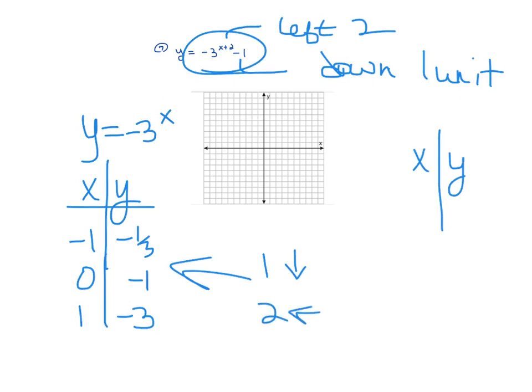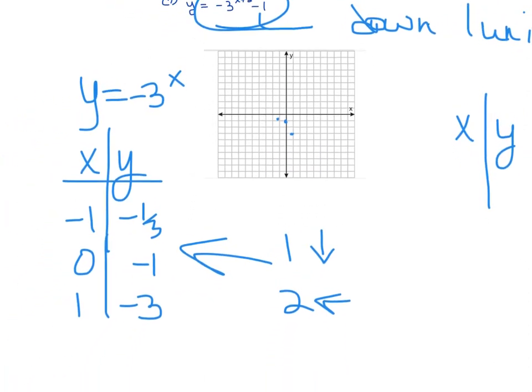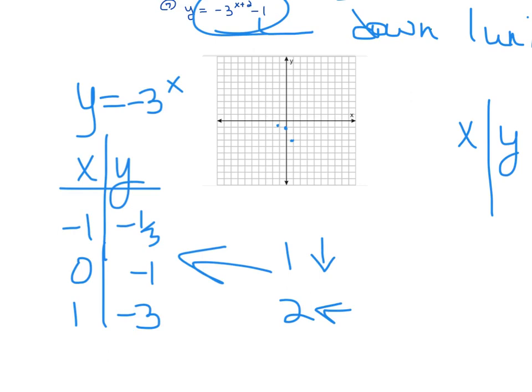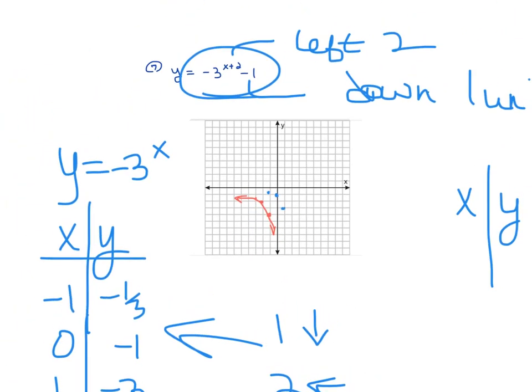So let me graph these 3 here, and 1, 2, 3, and then here. So this would be the base function. And now I'm going to take each one of these blue points and I'm going to move them 1 down, 2 to the left. So 1 down, 2 to the left, 1 down, 2 to the left, 1 down, 2 to the left. So here would be the new graph. So just graph a base and then from there apply the shifts. That's going to be the easiest way when you're given an exponential function that looks like this.